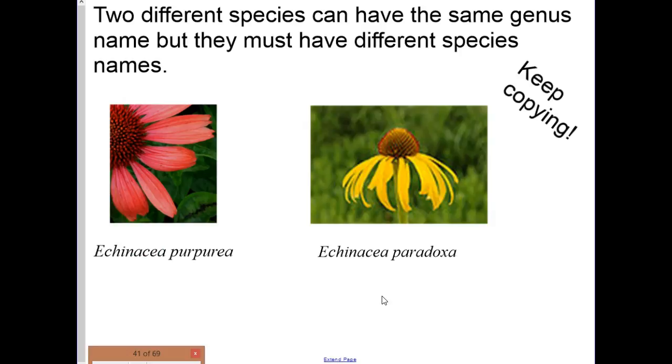It is actually possible to shorten this name. So sometimes, when you read a scientific article, the first time they use an organism's name, they'll use both the genus and the species name. And then afterwards, they'll do this. They'll abbreviate the genus name and they'll only use the species name.